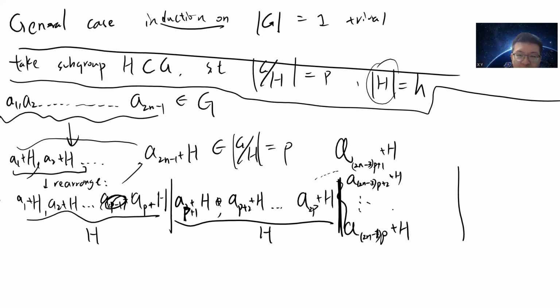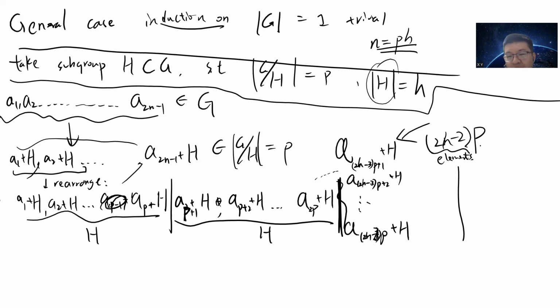Okay, you can check this is true, right? So basically you can fill all of this. Sorry, 2n minus 3, there this is 2n minus 2. How many elements have I used, right? I use P each time. So I use A1 up to AP, and AP plus 1 up to A2P. Oh, sorry, it's 2H. I'm stupid, because n is this P times H, right? So I use 2H minus 2 blocks of P. And the total sequence has 2PH minus 1.